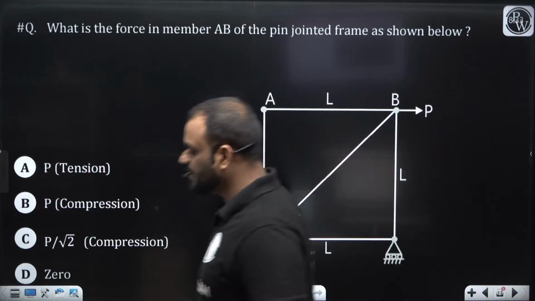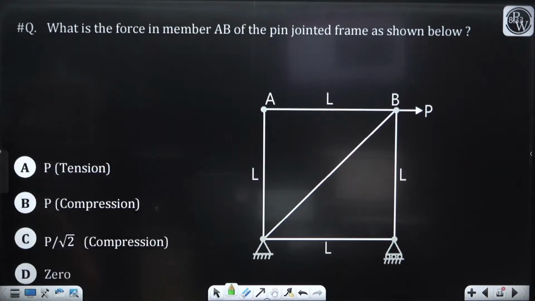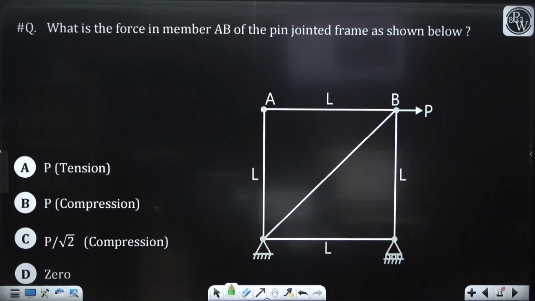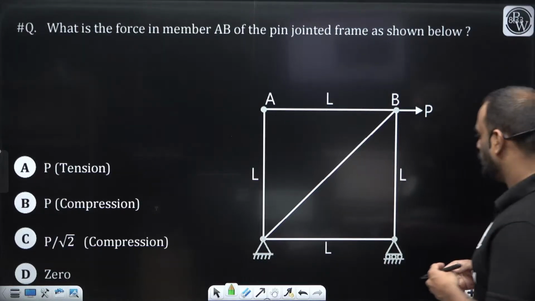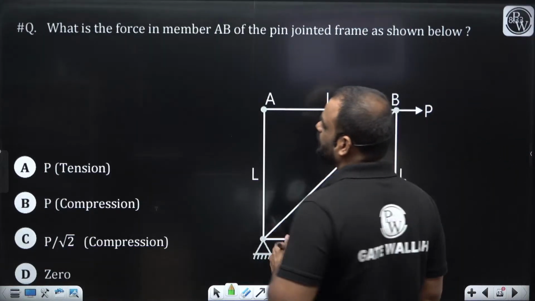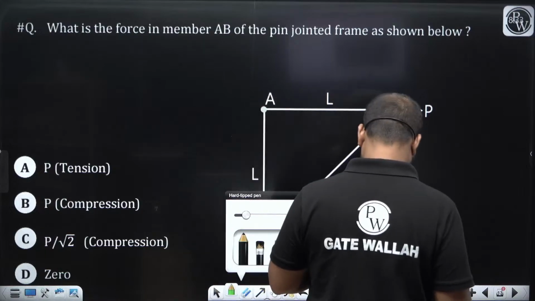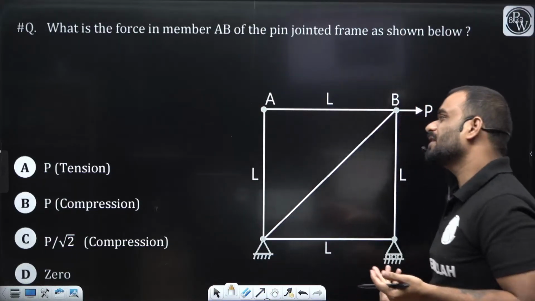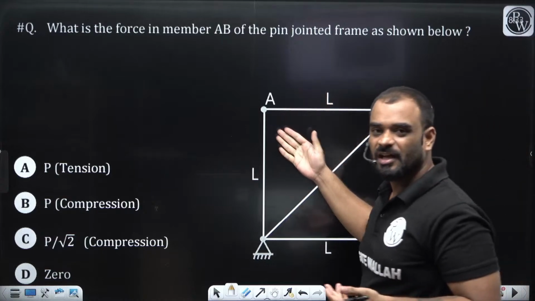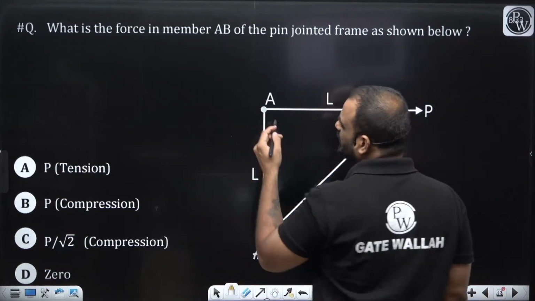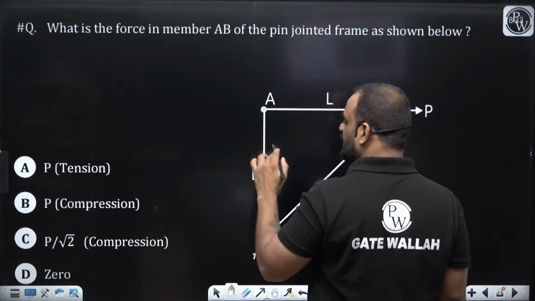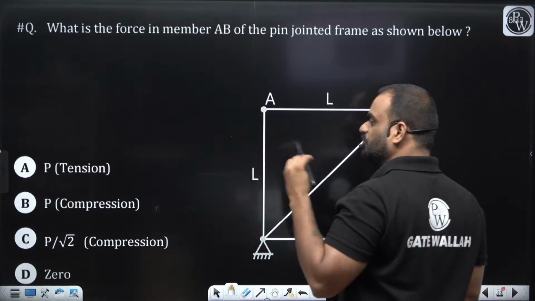Next one, AB member. Very simple question. You need to find out the force in member AB. So guys, again you can consider joint A directly and get the answer. You can see here, if we consider joint A, what will happen? In this particular member, force is 0. In this member, force is also 0.